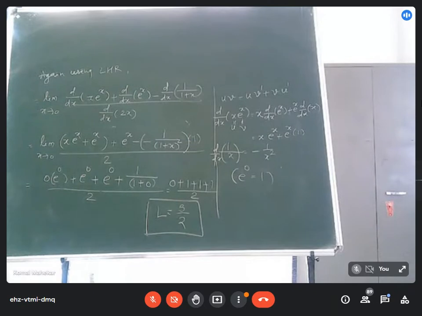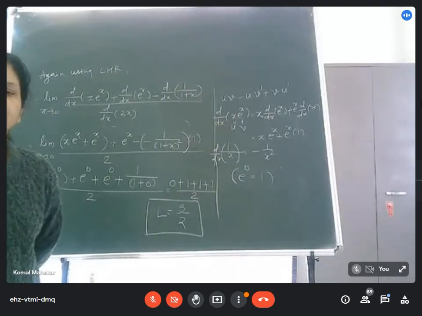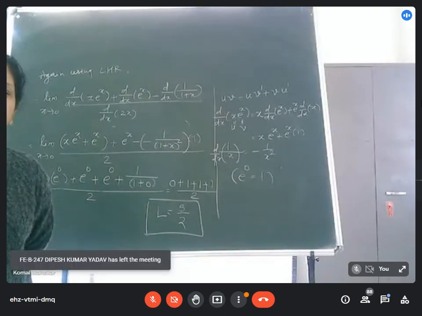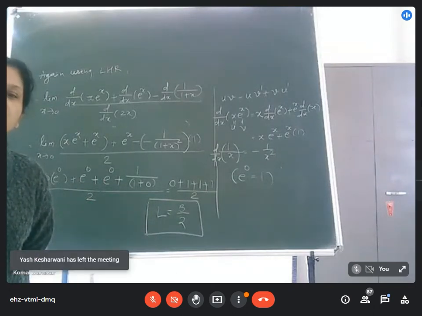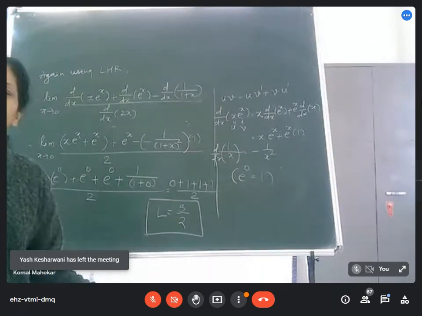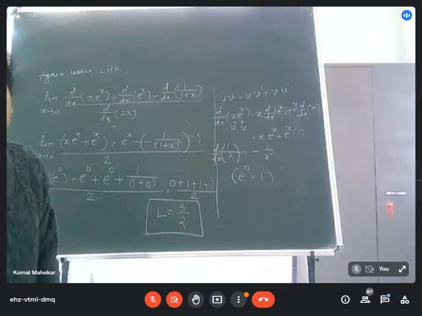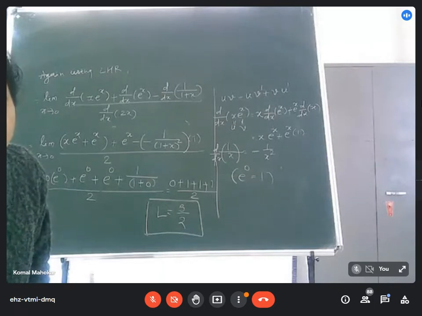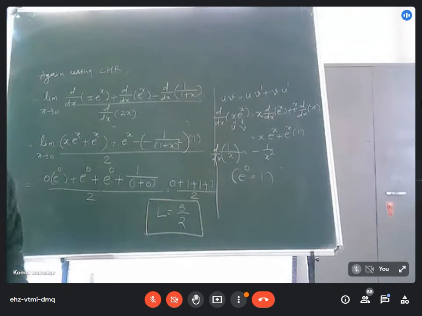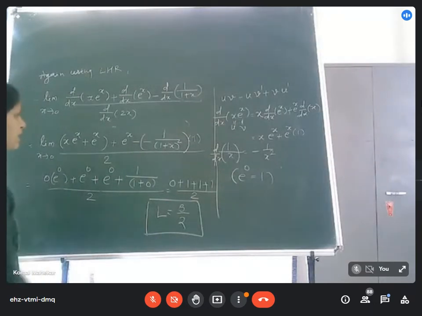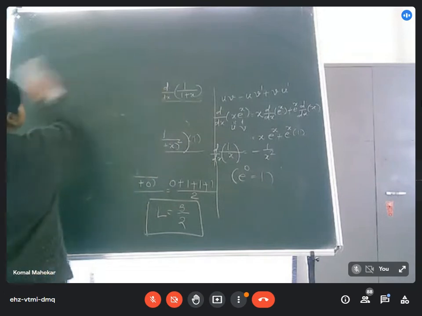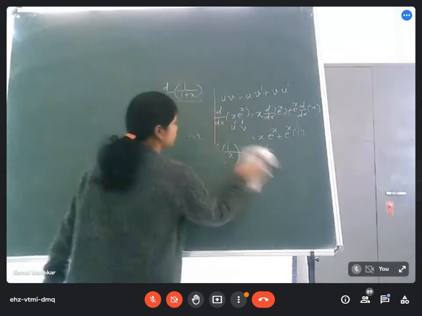Then the second case. Second case is if in the limit there is some constant, then we will evaluate the value of that constant also, and with the help of that constant we can determine the limit of the given function. So whenever a constant is involved in the limit, how to find out the value of that constant and how to evaluate the limit, we will consider that case.